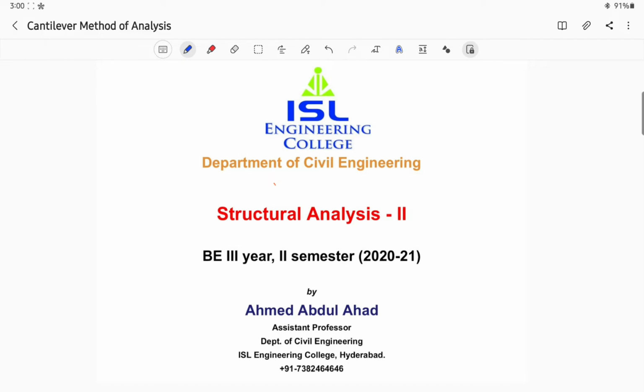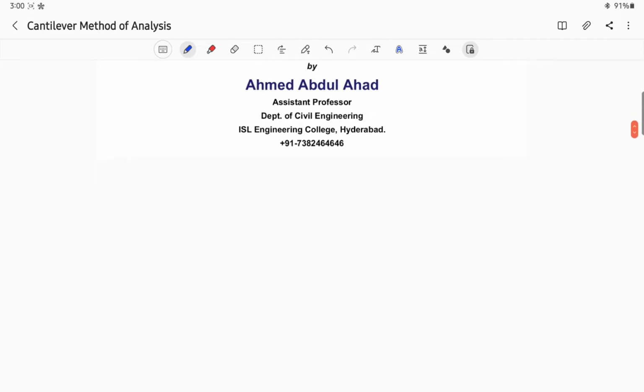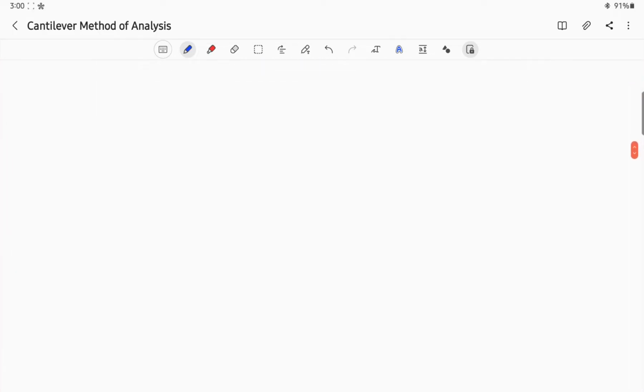So we were discussing all the approximate methods of analysis for the previous 4 or 5 classes, isn't it? In those classes we completed the substitute frame method and the portal method, and today we'll take up the cantilever method. The cantilever method is also one of those methods wherein we try to analyze the structure very quickly without lengthy calculations. So let us take down the main heading as cantilever method of analysis.